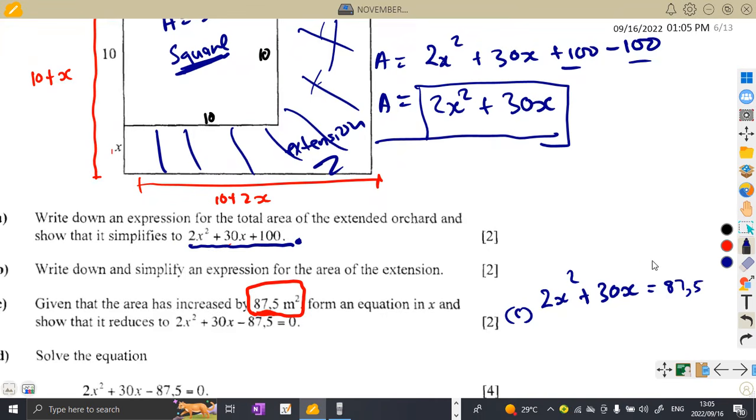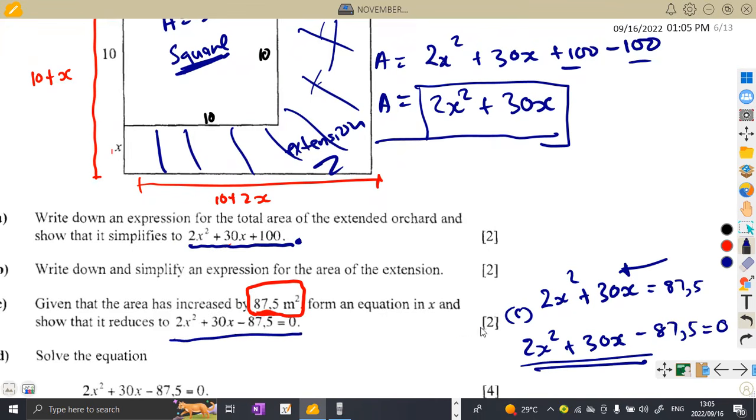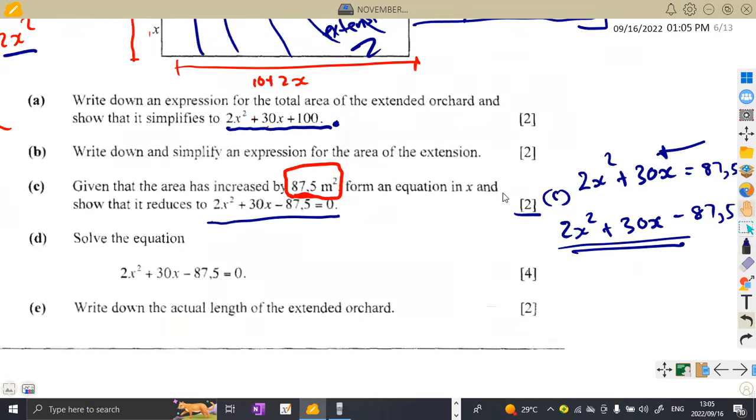By doing this, guys, the quadratic equation, transposing to the left-hand side, is going to be 2x squared plus 30x minus 87.5, then you equate to 0. This is what they simply needed here: show that it reduces to this. That is what we have shown, just 2 marks for that. Okay, then let us move on to D, solve the equation.